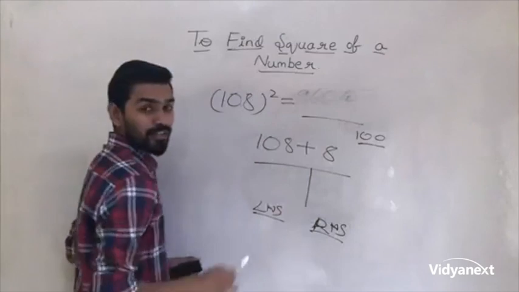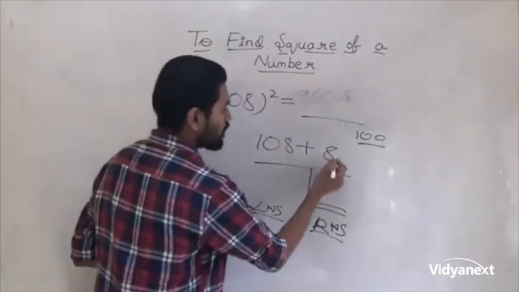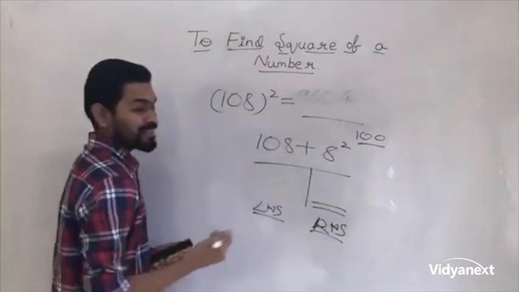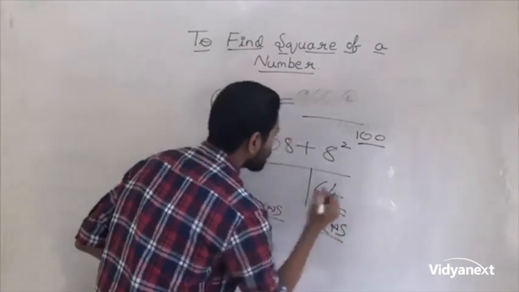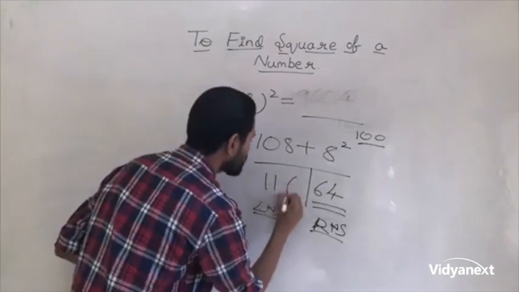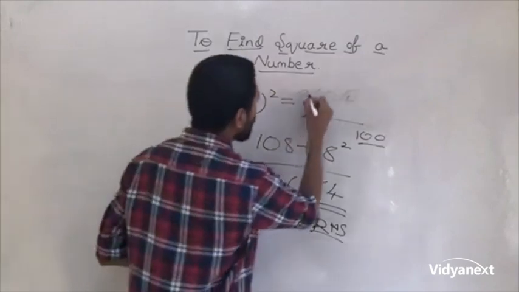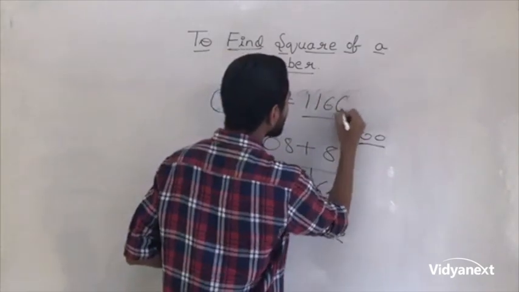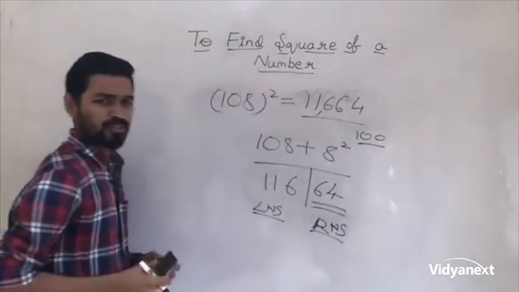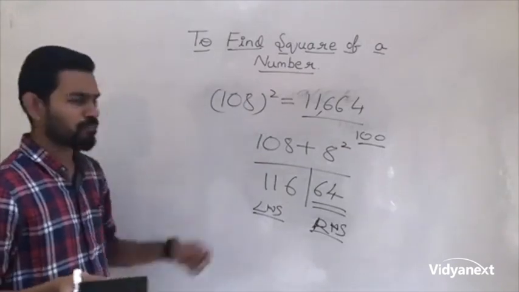As our base contains 2 zeros, this must contain 2 digits. Now 8 square is 64. Write that. Now 108 plus 8 is 116. That's it. The value of 108 square is 11664. So students, don't you think that this technique is so simple to find the square of a number?